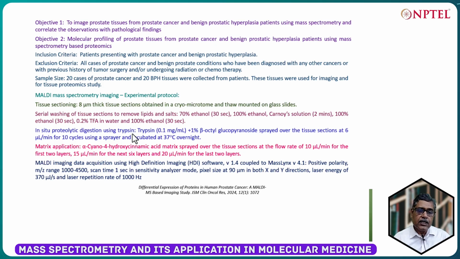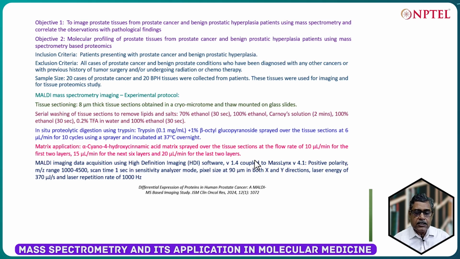Next thing is imaging to record. So, MALDI imaging data was recorded using HDI software in positive ionization mode, with a range of interest of 1000 to 4500 m/z, because generally we do not prefer to record anything below 1000 m/z when we are using alpha cyano 4-hydroxycinnamic acid as a matrix, because in that zone the peaks from the matrix will fill up, as we have discussed many times. And then the scan time is 1 second in sensitivity mode.